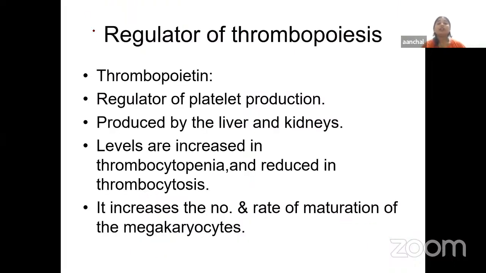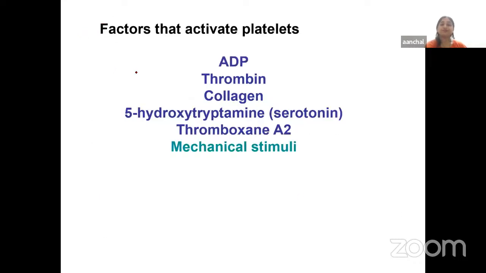Now, the regulator of thrombopoiesis is a hormone known as thrombopoietin, released by the kidney. The regulator of platelet production is produced by the liver and kidney. Levels are increased in thrombocytopenia and reduced in thrombocytosis, as we have seen. And it increases the number and rate of maturation of the megakaryocytes.